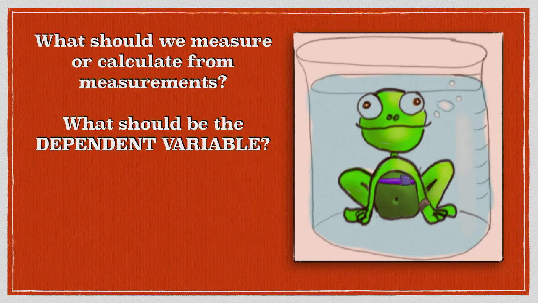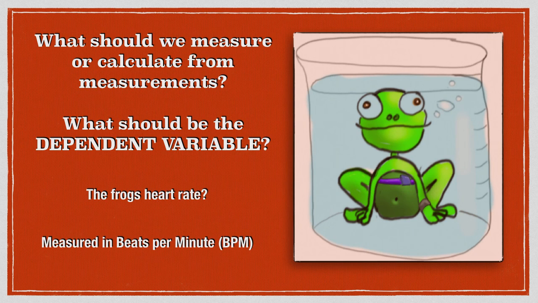What should we measure or calculate from measurements? What should be the dependent variable? Well, we could record the frog's heart rate. This would be measured in beats per minute. And you'll notice that our frog has a little heart rate monitor on, the frog's equivalent of a Fitbit, which is called a ribbit.